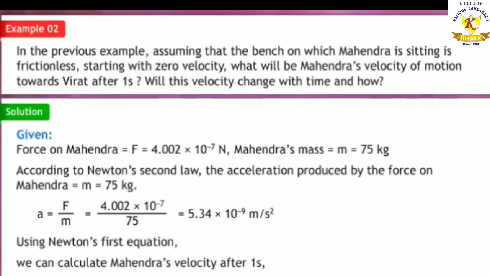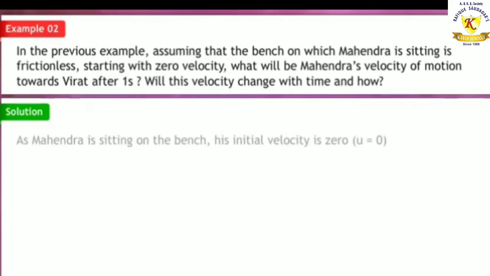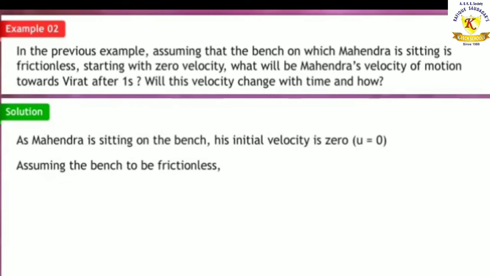Using Newton's first equation, we can calculate Mahendra's velocity after 1 second. Newton's first equation of motion is V equals to U plus AT. As Mahendra is sitting on the bench, his initial velocity is 0, that is U equals to 0. Assuming the bench to be frictionless, V is equal to 0 plus 5.34 into 10 raised to minus 9 into 1 meter per second.